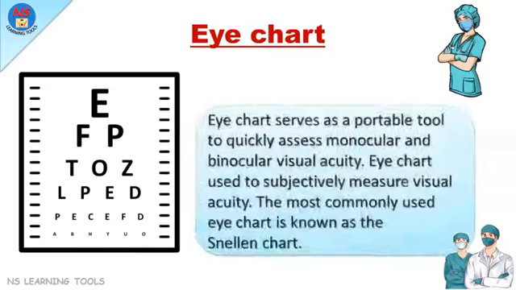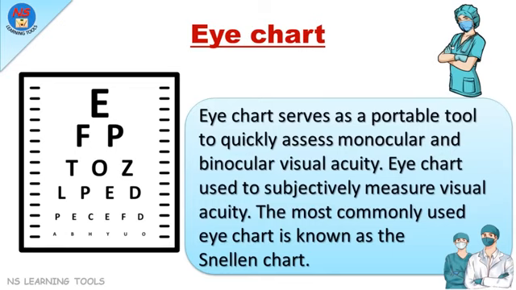Eye chart. An eye chart serves as a portable tool to quickly assess monocular and binocular visual acuity. An eye chart is used to subjectively measure visual acuity. The most commonly used eye chart is known as the Snellen chart.